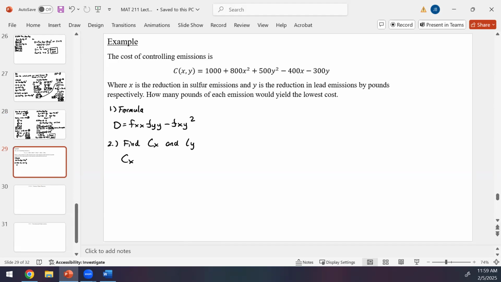But the partial derivatives are going to be, well, 1000 becomes 0, 800x squared becomes 1600x, 500y squared becomes 0, minus 400, and then 300y becomes 0. And then Cy equals about the same, 1000y minus 300. And then we just set each of these equal to 0.